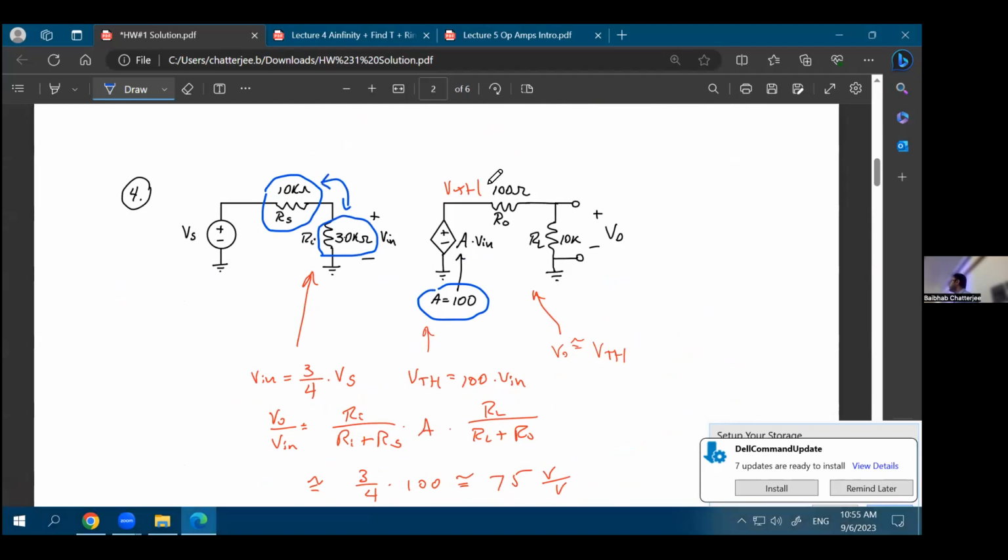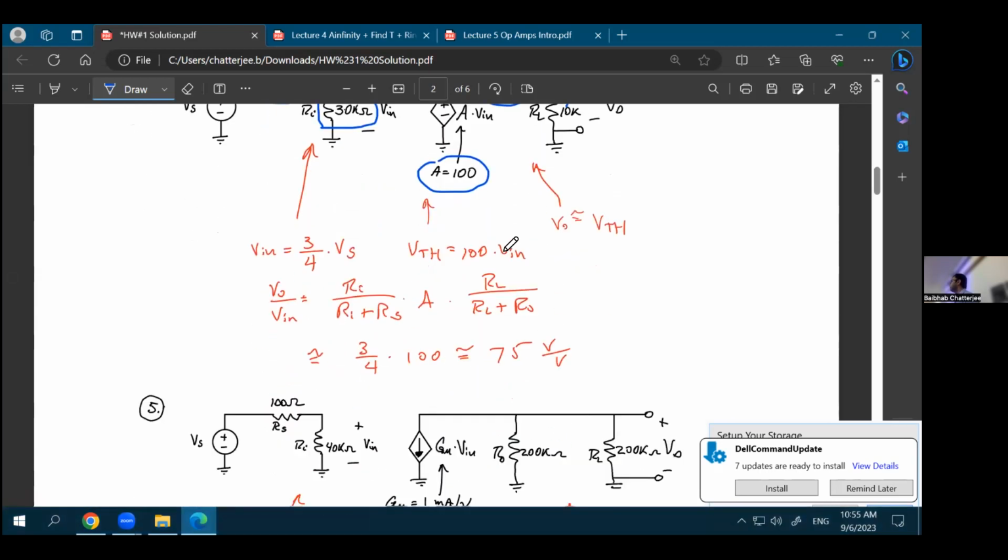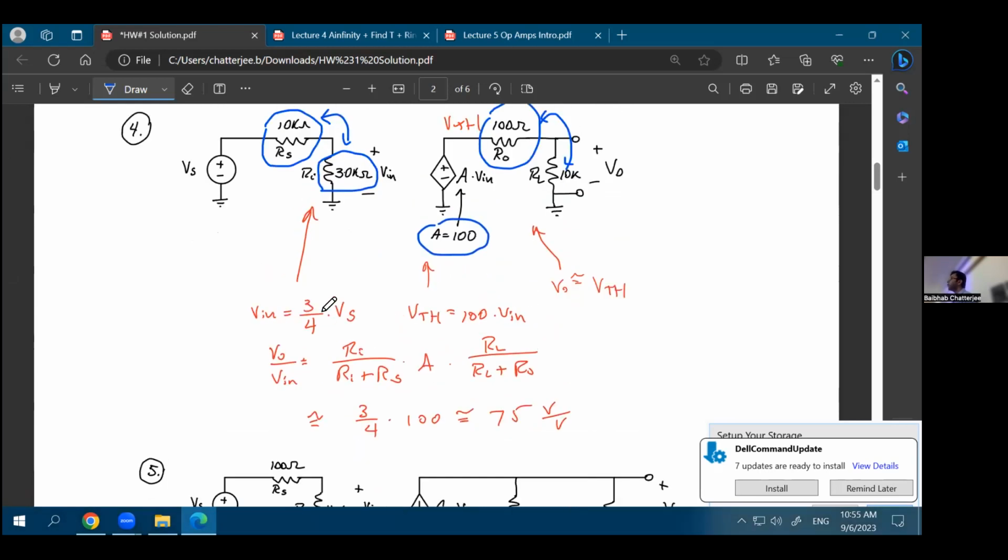Again, on the output side, the amplifier's output has an impedance, which is RO, and RL is the load resistance. So you'll have another voltage division between these two resistances. And what you are asked to find out is the overall voltage gain. So the overall voltage gain will be the voltage division at the input side, multiplied with the ideal amplifier's gain, multiplied with the voltage division at the output side.